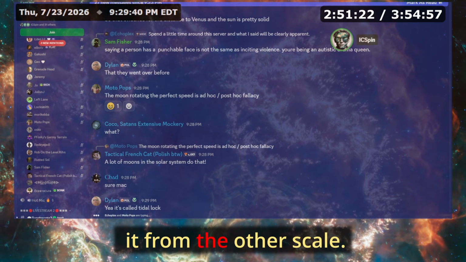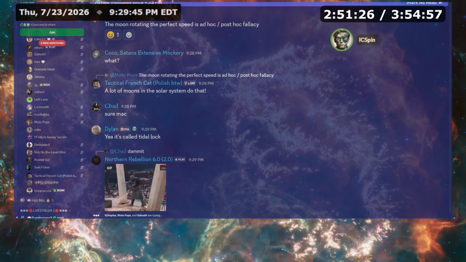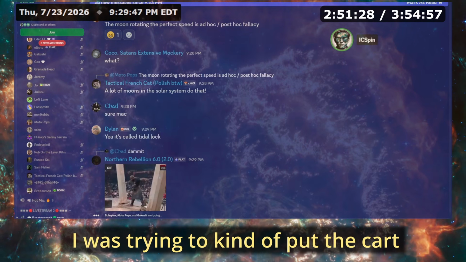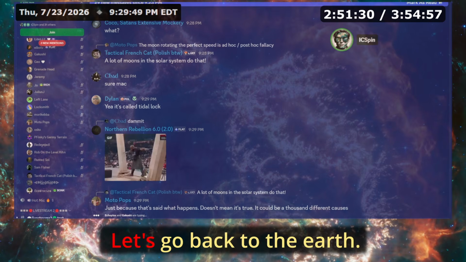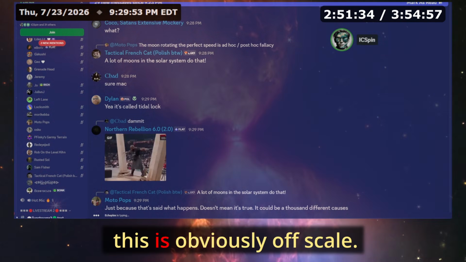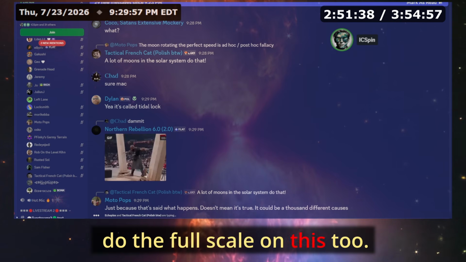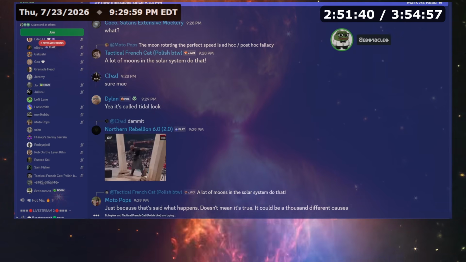I'm just going to show it from the other scale because I think I know what you're going to get to. Let me take this back. I was trying to kind of put the cart before the horse a little bit. Let's go back to the Earth. All right, so what we're looking at here, the moon. This is obviously off scale. You can do the full scale on this too. You can do off scale for now, but it's okay. It's fine. I get it.